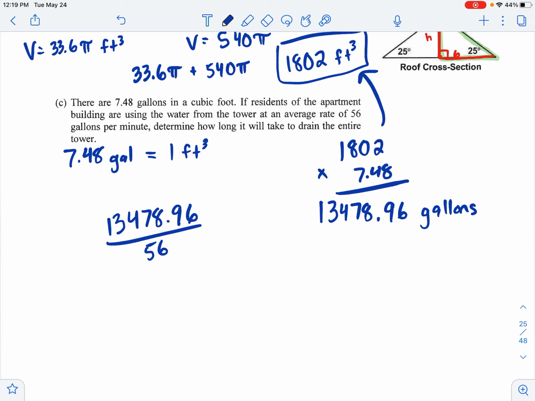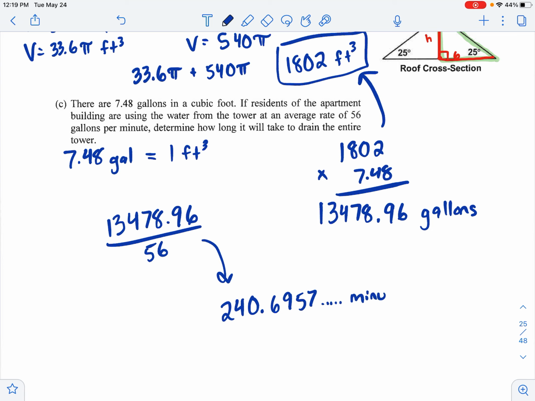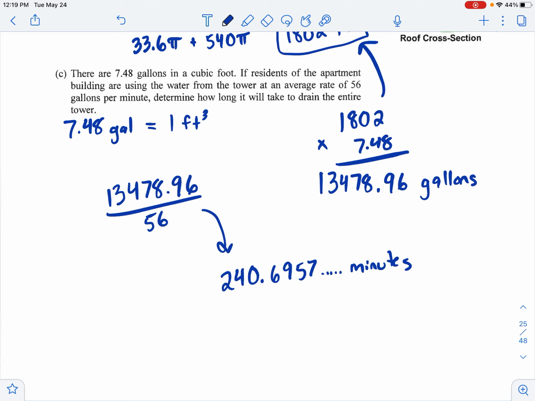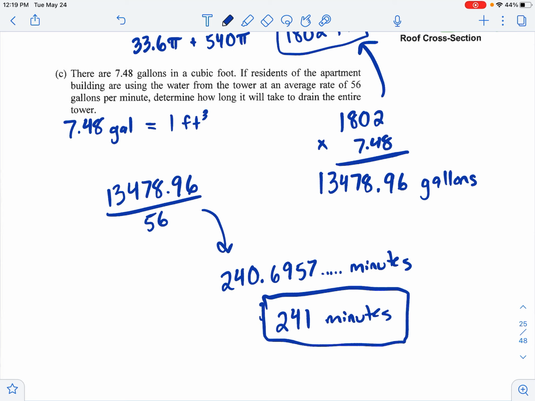Okay, when we do that, that means it's going to take 240.6957... minutes. And they're asking us to determine how long it'll take. Do they say to the nearest minute or anything? They do not. Let's just round to the nearest minute here. So it's going to take 241 minutes to drain the entire tower.